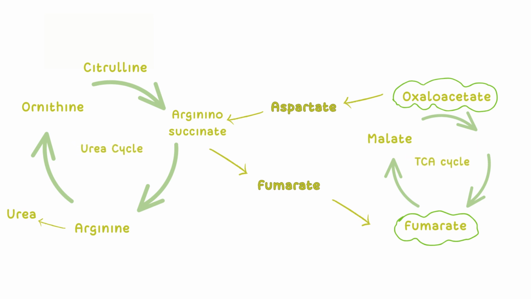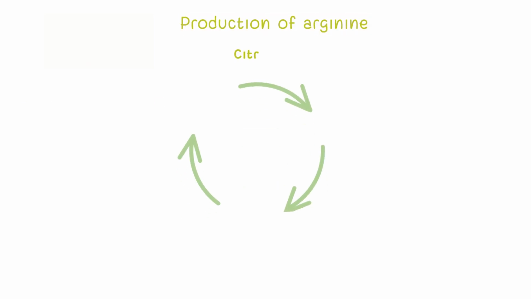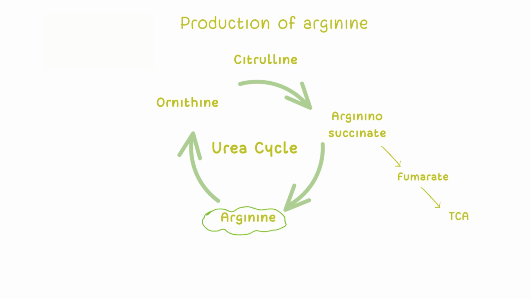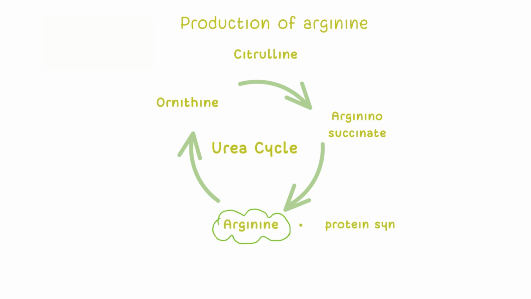Going back to the formation of the fumarate, argininosuccinate, an intermediate of urea cycle, splits into fumarate, which goes to the TCA cycle, and arginine. Arginine can be used for protein synthesis, nitric oxide production, or continue in the cycle, where it's cleaved by arginase to release urea and regenerate ornithine. So, while arginine is a non-essential amino acid, your body works hard to make it in the urea cycle.